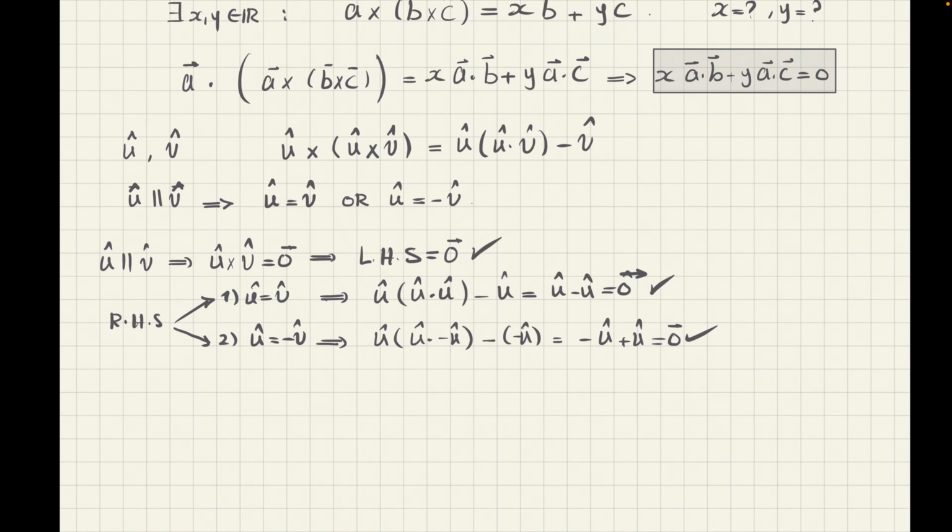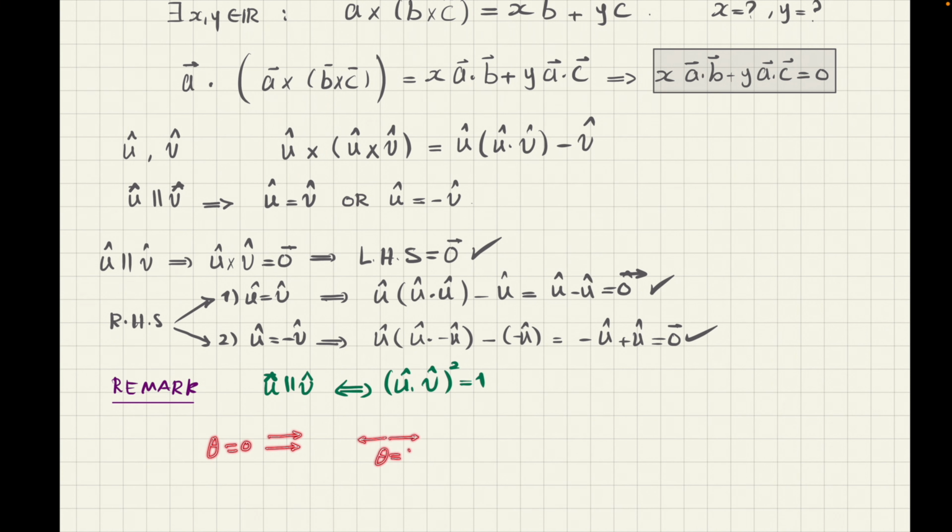But before moving on, let me write a remark here for you. Since u and v are unit vectors, we can write that u is parallel to v if and only if u dot v squared is 1. Why is that? Because if u and v are parallel, and they are unit vectors, they can be like this, so the angle between them is 0, or they can be like this, the angle between them is pi.